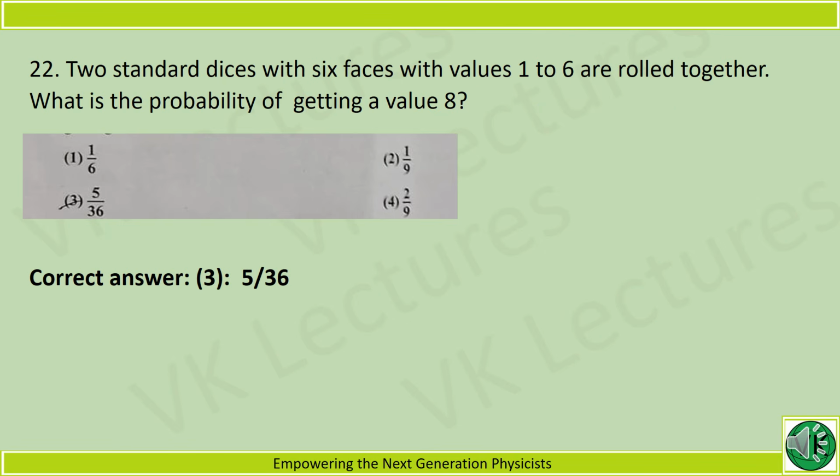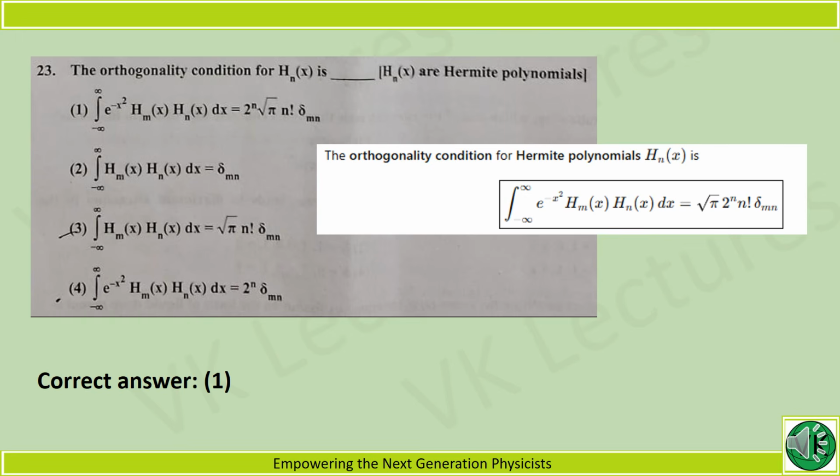Two standard dice with 6 faces with values 1 to 6 are rolled together. What is the probability of getting a value 8? The correct answer is option 3, 5 by 36.